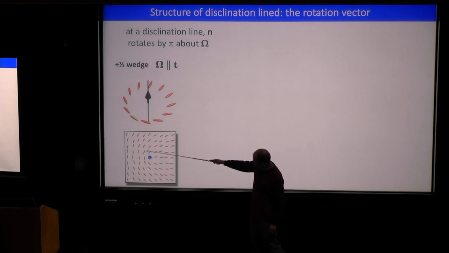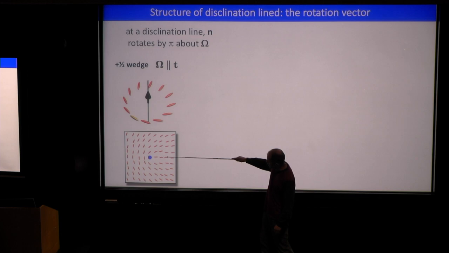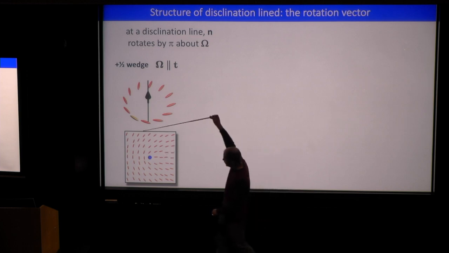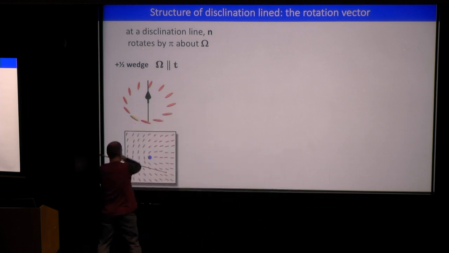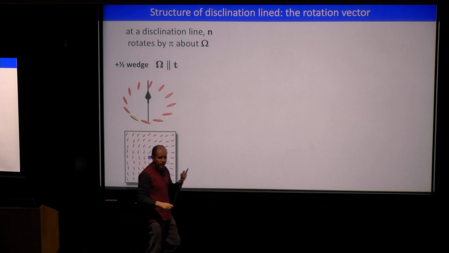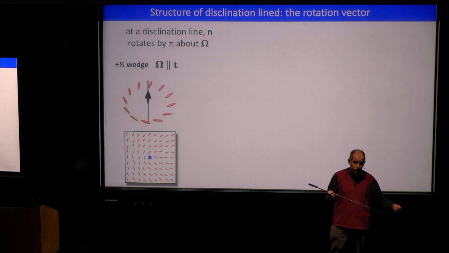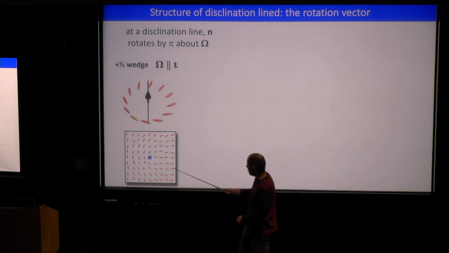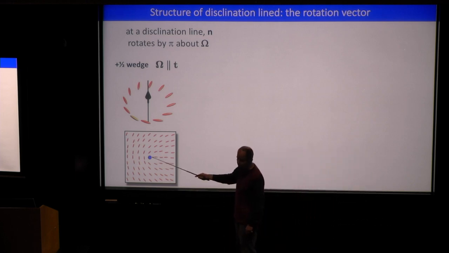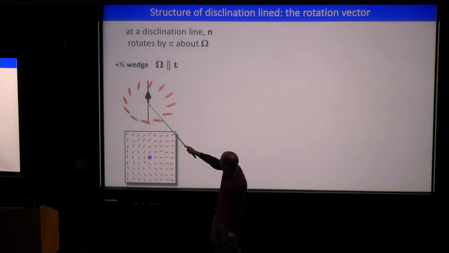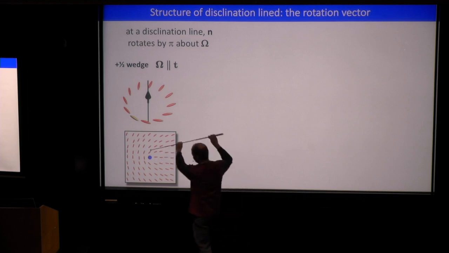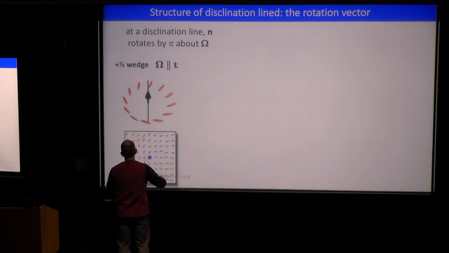If I go around this defect, I can take this rod and rotate it, and the rod rotates by 180 degrees. It can rotate by 180 degrees because we have a nematic order parameter, so there's no arrows here. And this is your classical +1/2 defect, right? This is a +1/2 defect, and the way we mark it is with this vector omega that's indicating the direction in which the rods are orienting, right?